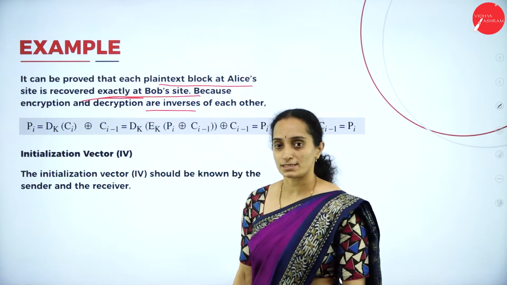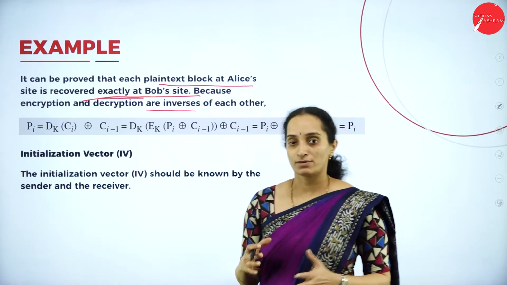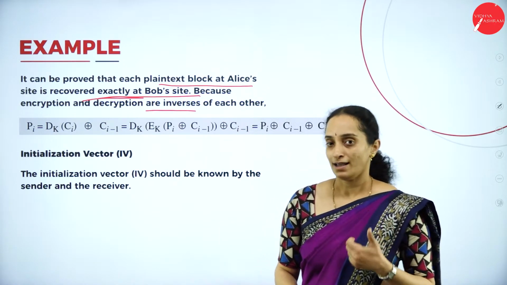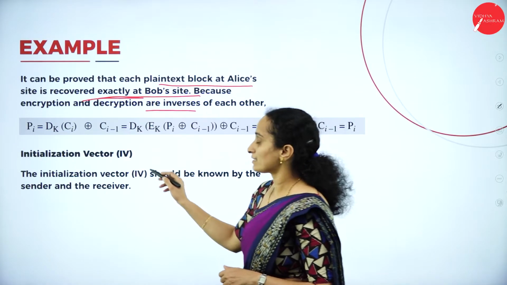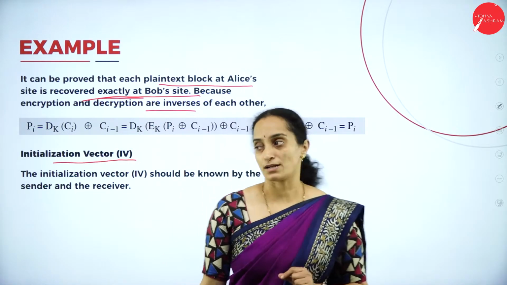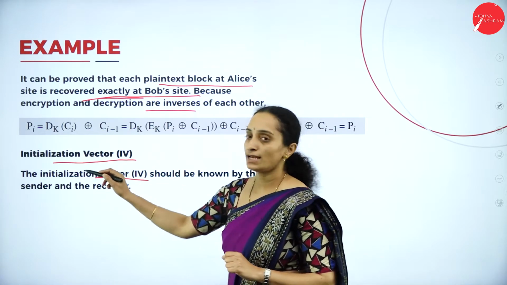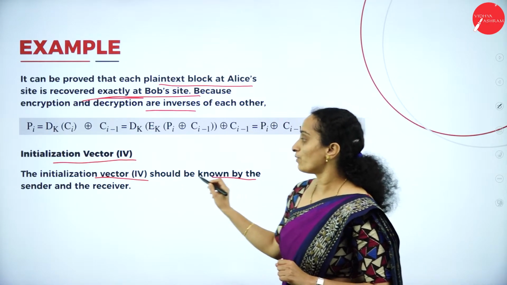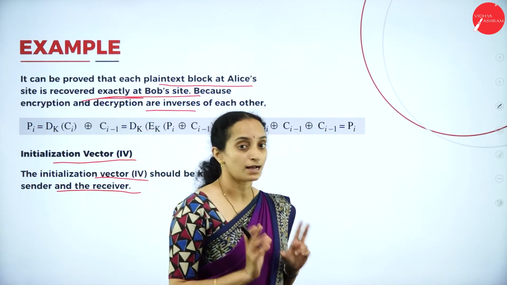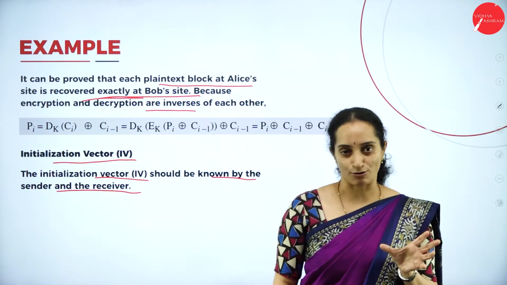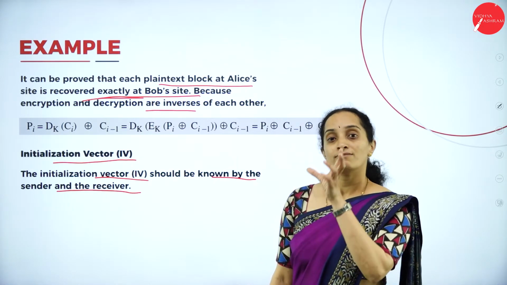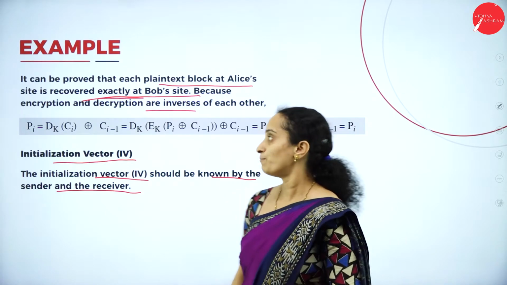Again, the same concept. Since both are inverse of each other, you can easily implement the encryption and decryption methods. For the first block, we make use of the initialization vector. So the initialization vector should be known by the sender and the receiver. Sender and receiver must agree upon the initial set of bits that will be used for XORing with the first plain text block.